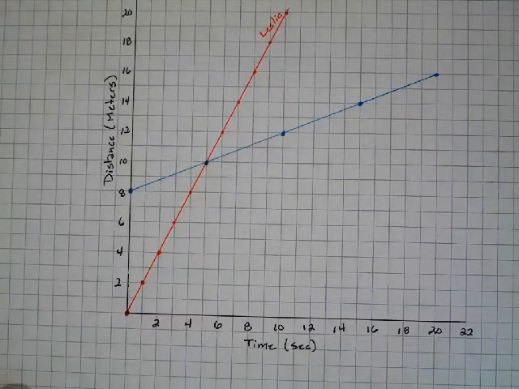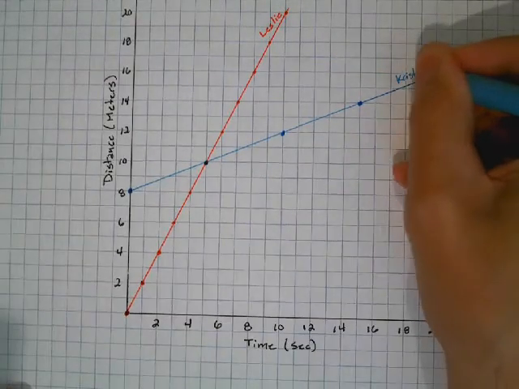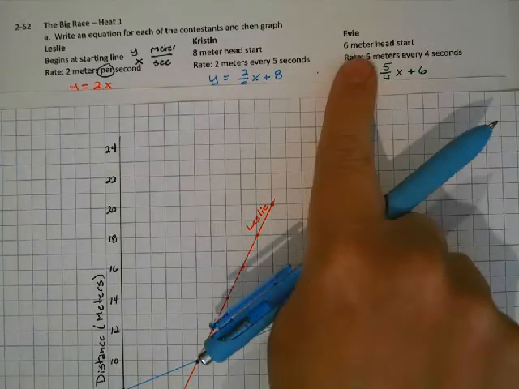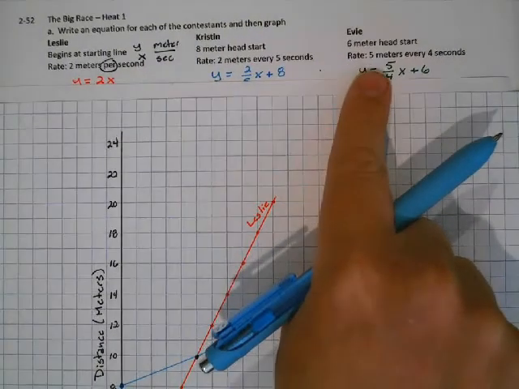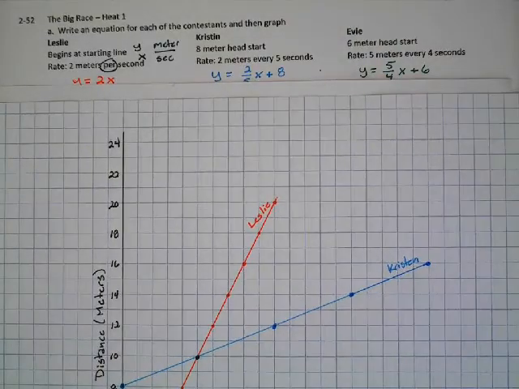All right, so here we got Kristin. Last person, I believe, was Evie. Yeah, it's Evie. Evie gets a 6 meter head start, and she goes 5 meters every 4 seconds. All right, on your own graph, I'm going to pause it here. I want you to figure out what her race would look like on the graph. She's starting off at 6 meters, and she's going to go 5 meters every 4 seconds. I'll go ahead and pause here, and then I'll show you what I've got.